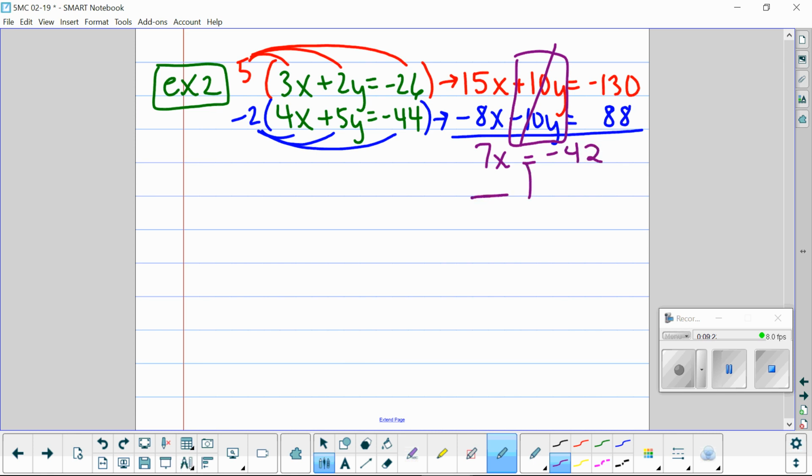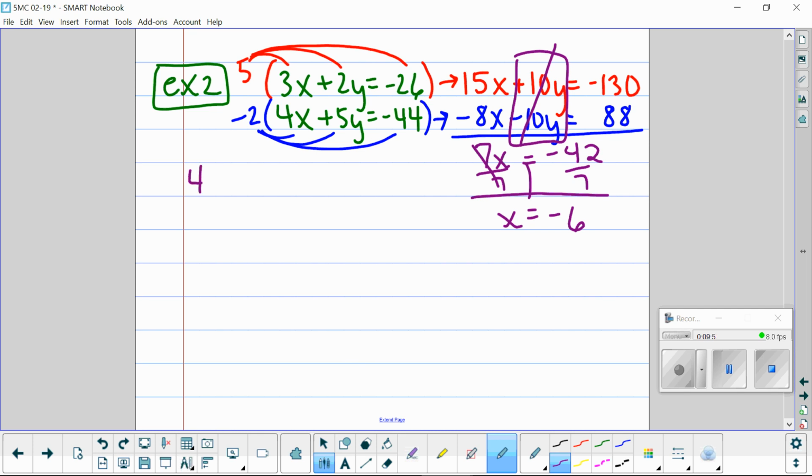So that now all I have to do is the wall, floor, divide by 7. And then negative 42 divided by 7 is negative 6. So that now, once again, all I have to do is take that negative 6, plug it into any one of those lovely equations up there. Let's do the second one just to be different.